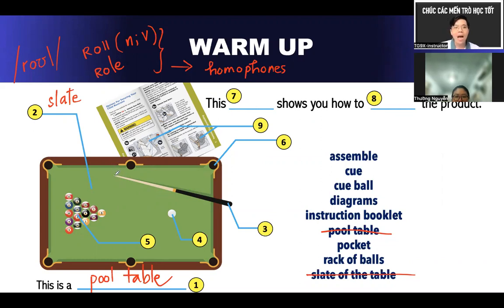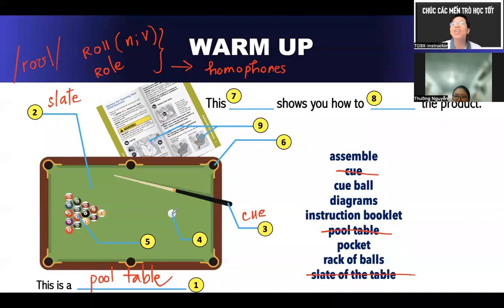Okay. Number three. What is it? Number three, what is this thing called? It's a cue. Yeah, that's right. Very good. It's a cue. And I think man seems to be more experienced, right? Cue, that's right. The cue. What else? Number four. What is it?